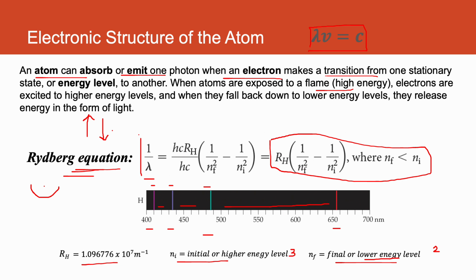Okay, so don't mix the two kasi mag-iiba ang sagot mo. Just remember that nf is always less than ni. Okay, so emission is from a higher to lower, where your lower energy level is your final energy level. Okay? Also remember that not all transitions will produce visible light. Hence the dark spaces here. Okay? Only certain transitions are visible.